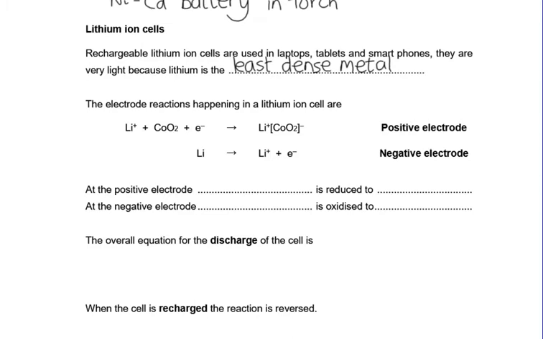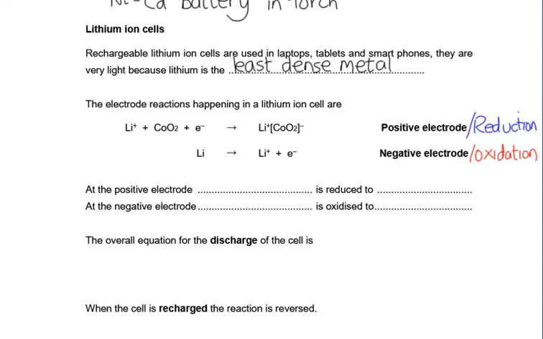And these two reactions are what is happening in your lithium-ion cell. And these are quoted in the specification, so it would be my advice that you learn these two. At the positive electrode, we can see reduction is happening. We can see we're gaining electrons. And at the negative electrode, we've got oxidation happening. And remember, looking at these, they're actually already written the right way around. They've not both been written as reductions. They've been written as the reaction at the positive and the reaction at the negative.